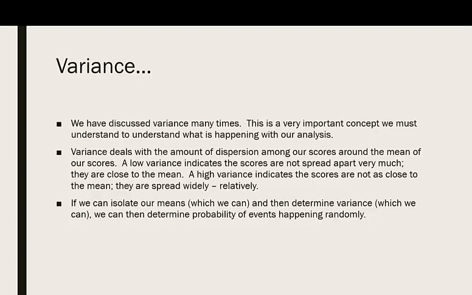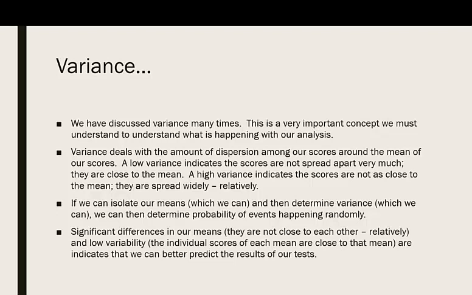Then we can determine the probability of events happening randomly. And the way that we do this is we want to look at the probability that deals with overlap of our groups. And we've looked at visuals. We're going to look at some more visuals on this. But that's what we're looking at: once we can isolate our means and determine the variance, then we can determine the probability that these events that we're looking for happened at random.